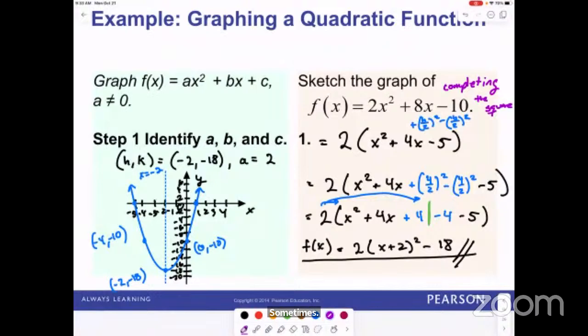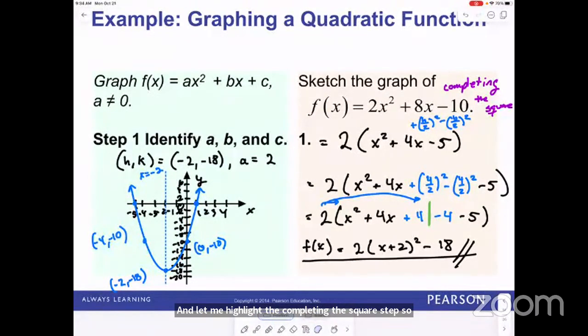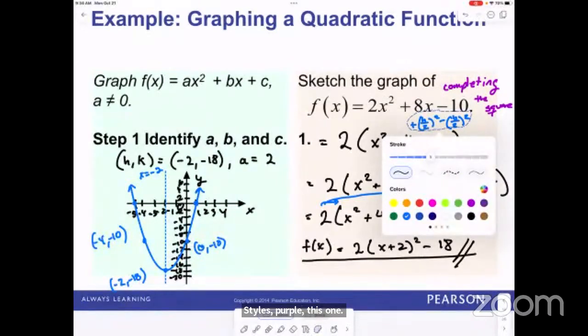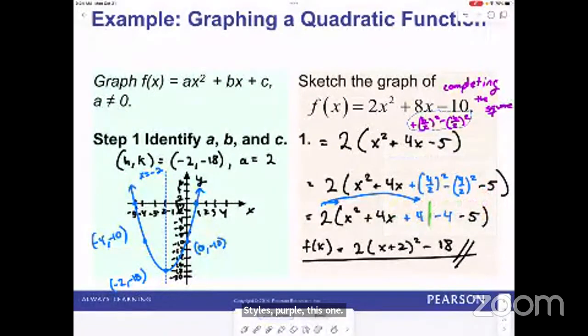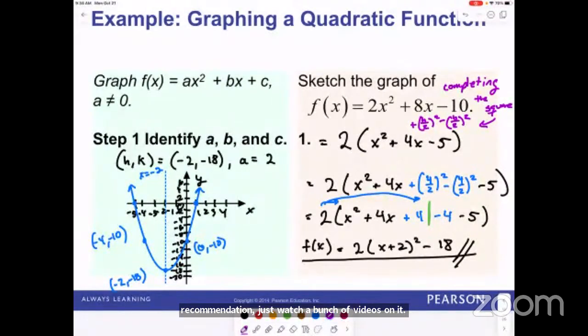And let me highlight the completing the square step so that you know that that's what that is. Styles, purple, this one. Okay. So again, we use the technique of completing the square here. Okay. So then through completing the square, again, my recommendation, just watch a bunch of videos on it so you can get a good feel of that. That's something that we do expect you to already know coming in, but you know, just do your best.